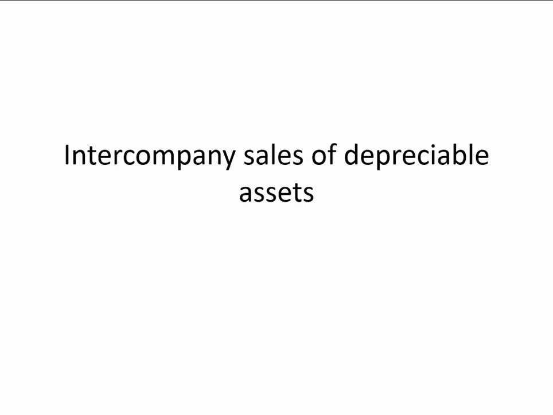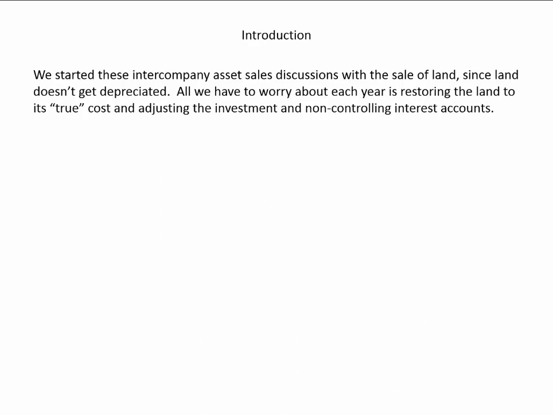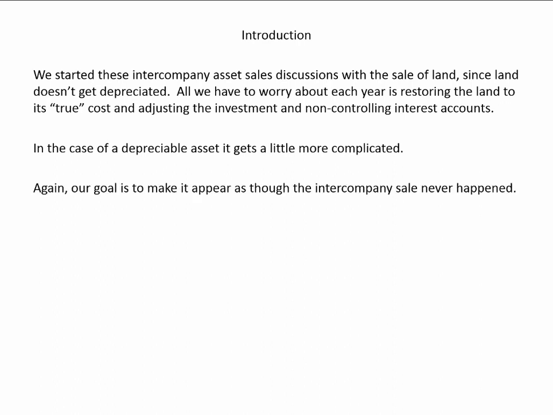Let's go ahead and talk about the intercompany sales of depreciable assets. Now, we started these intercompany asset sales discussions with the sale of land, since land doesn't get depreciated. All we really had to worry about each year was restoring the land to its true historical cost and carrying forward the unrealized gain or loss as an adjustment to the investment or retained earnings and perhaps the non-controlling interest accounts. In the case of a depreciable asset, it gets a little bit more complicated because there are more accounts involved. And again, our goal is to make it appear as though the intercompany sale never happened.